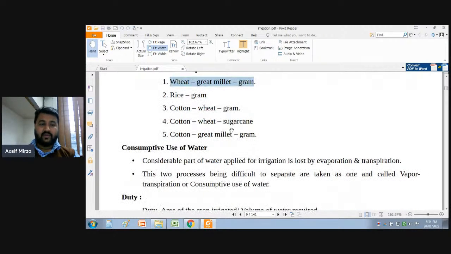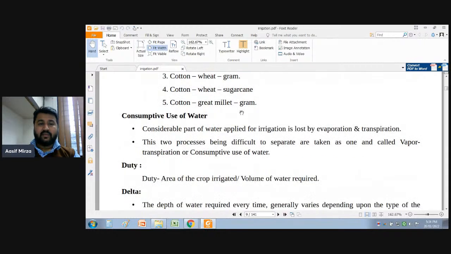Now, consumptive use of water. A considerable part of water applied for irrigation is lost by evaporation and transpiration. These two processes, being difficult to separate, are taken as one and called evapotranspiration or consumptive use of water.